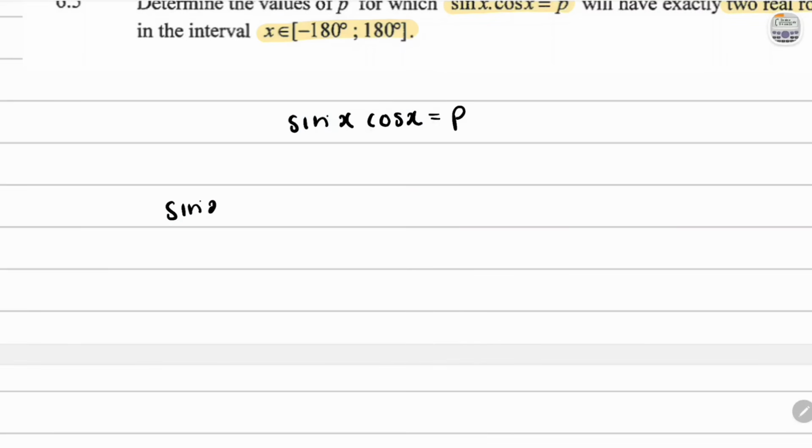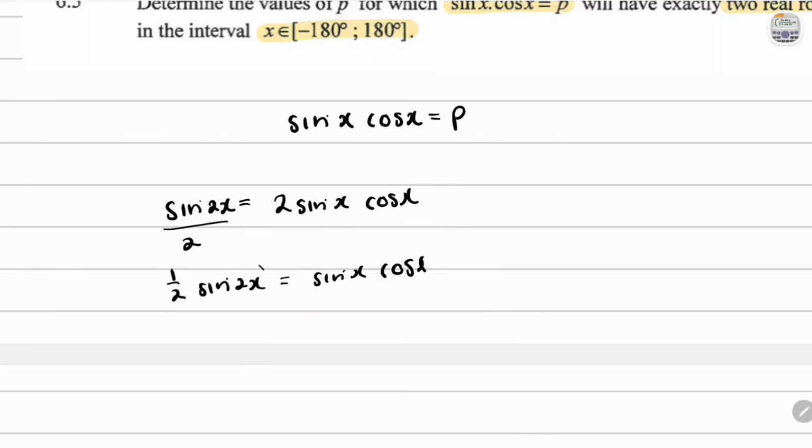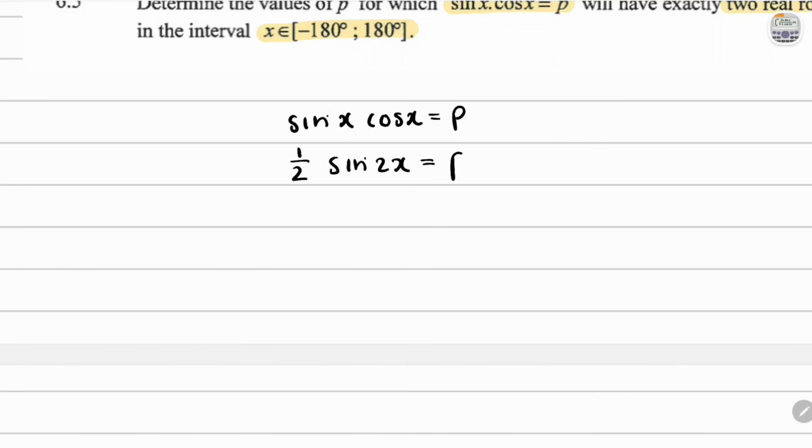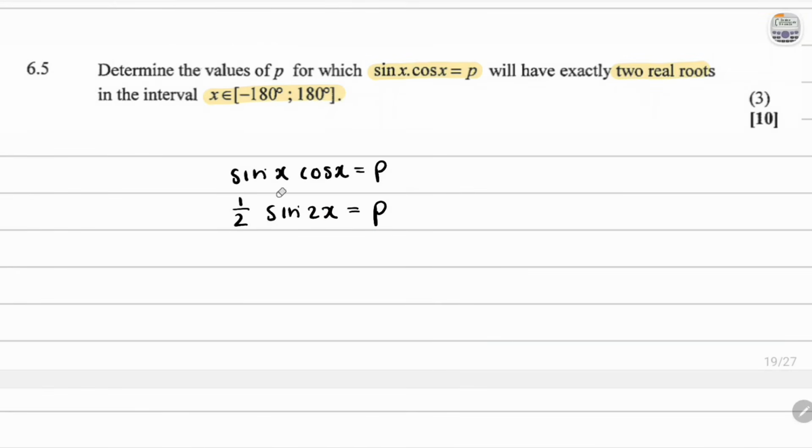If we look at sine 2x, this is equal to 2 sine x cos x. And you can make sine x cos x the subject by simply dividing both sides by 2. If you divide by 2 here, what you end up with is a coefficient of 1. So this is actually a half sine 2x that is equal to sine x cos x. Okay, so we found out that that is actually a half sine 2x. And that is what is equal to p. We need to find out how it will have exactly 2 real roots. What should p be for this to happen?